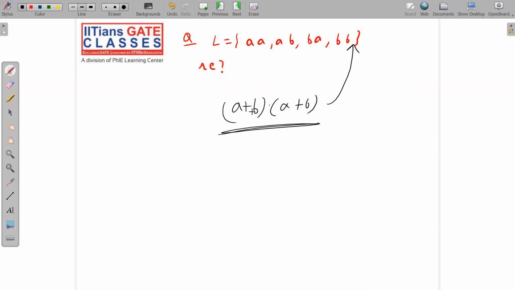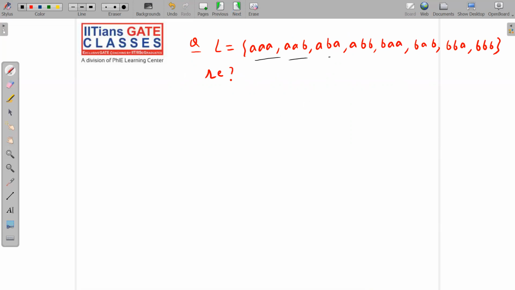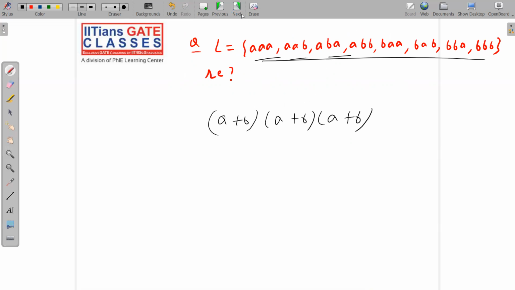Like this only, because if we expand it, it gives aa, ab, ba, bb. This is the same thing. Next, triple: aaa, aab, and so on up to bbb. These are 8 strings. So I hope you have got the point: (a+b)(a+b)(a+b). This is the regular expression.